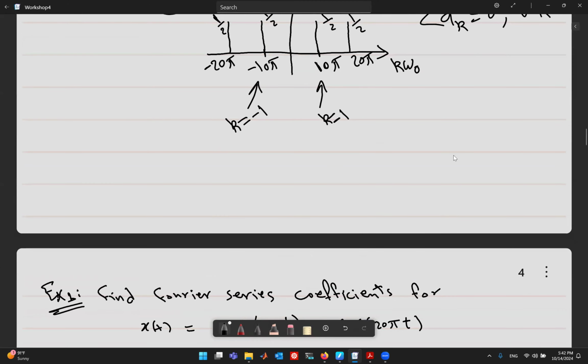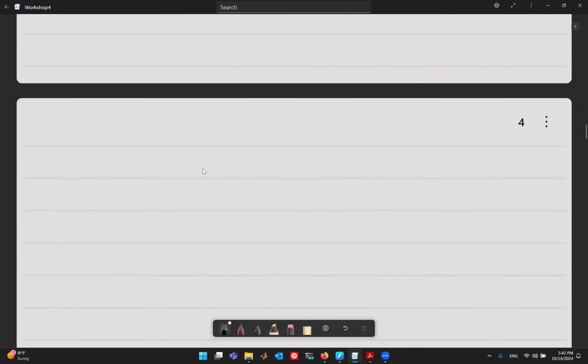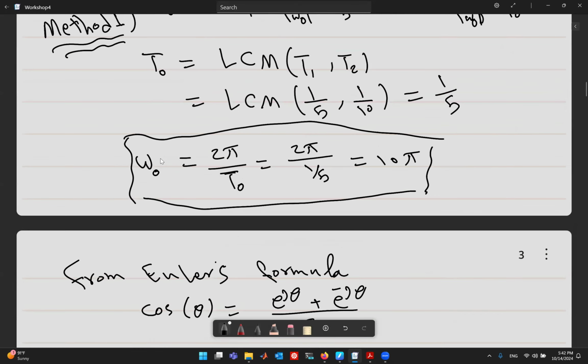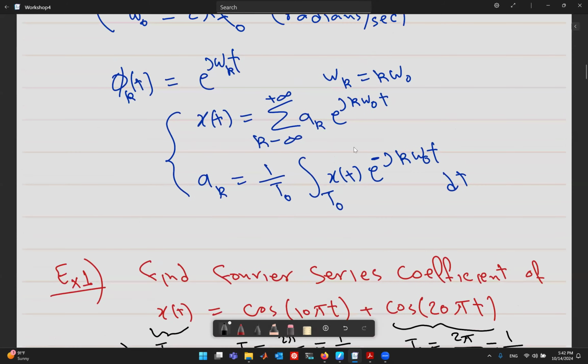Simpler way to do it is this way. Method 2 is by following the definition of the Fourier series by using those two equations, and mainly this equation.